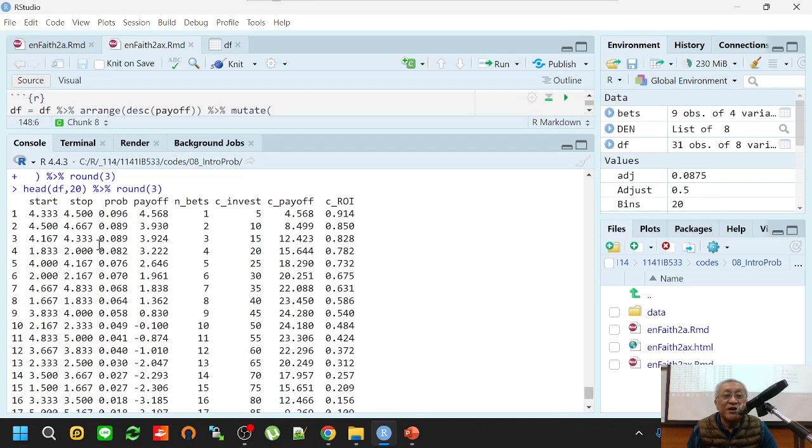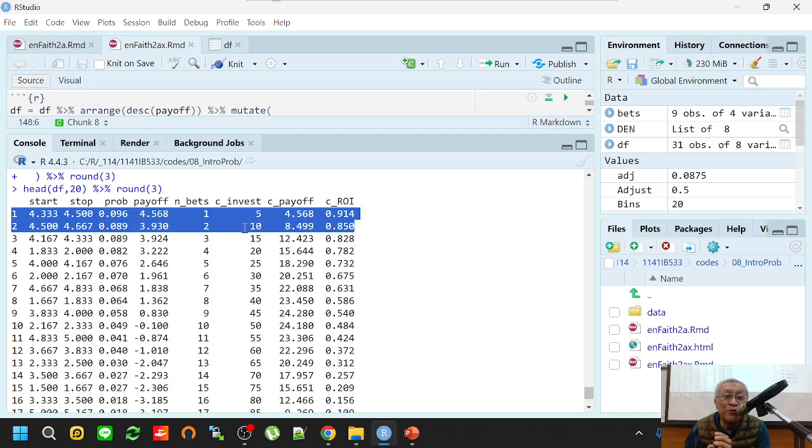As you can see here, I already sorted the data frame by probability. So this is the highest probability, and this is the second highest probability period. If I can only press one bet, I want to bet on the period that has the highest probability, right? If I have enough money to press two bets, I will bet on these two.